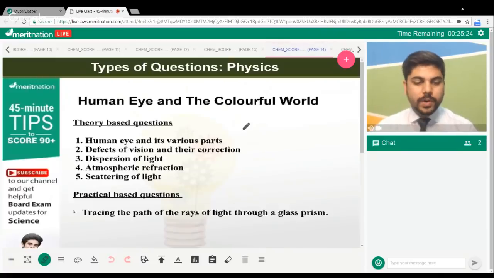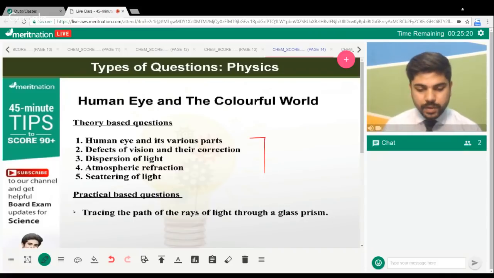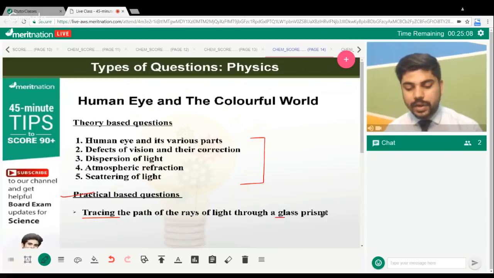If I talk about human eye and colorful world, the theory based questions can come from these topics: human eye and its various parts, defects of vision and their correction. And the practical based questions can come from the tracing of the path of rays of light through a glass prism. Okay.